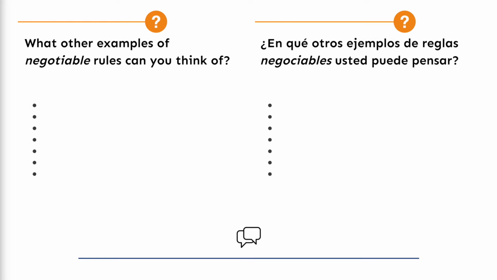What other examples of negotiable rules can you think of? This could be what chores they do, when they do them, how often they do them, when they take a shower, where they do their homework, when they do their homework, when and how much TV time they have, how much their allowance is, what time their curfew is, and so on.